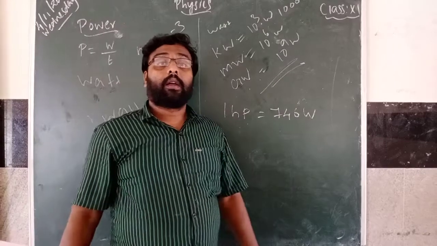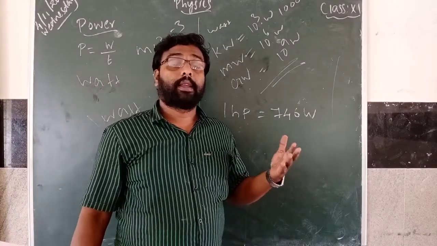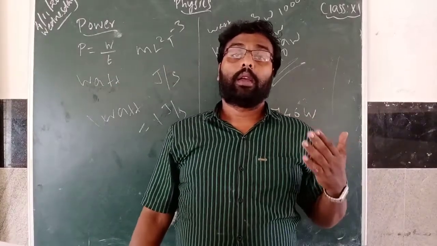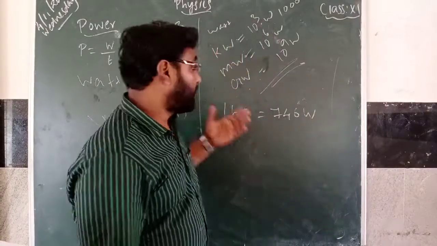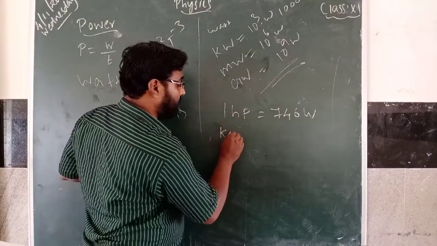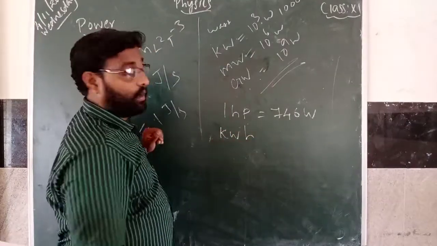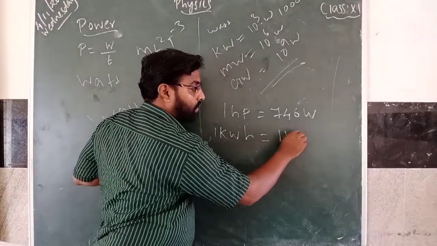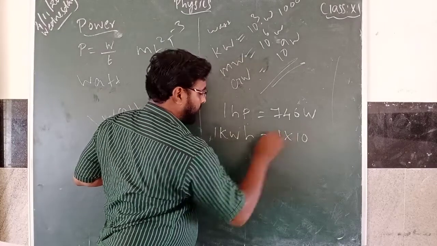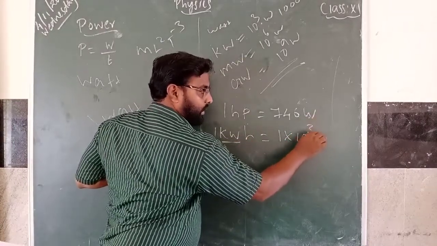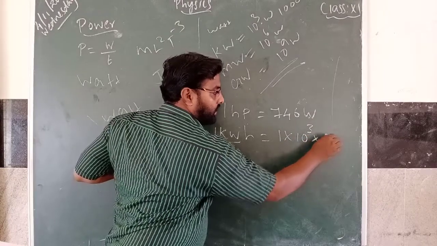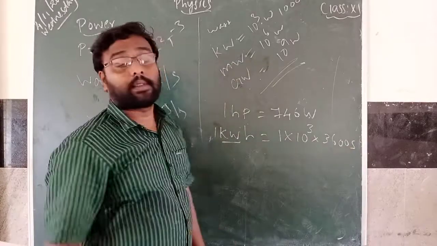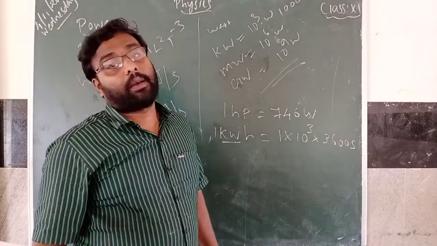And in our house, all the electrical energy we are using, the electricity bill we get every month, is calculated based on this kilowatt hour. So 1 kilowatt hour means what? 1 into 10 to the power 3 watt into 1 hour, that is 3600 second. This is how our electricity bill is calculated.